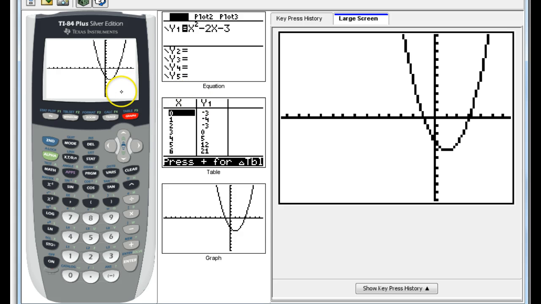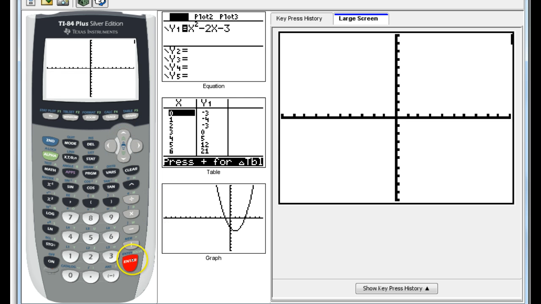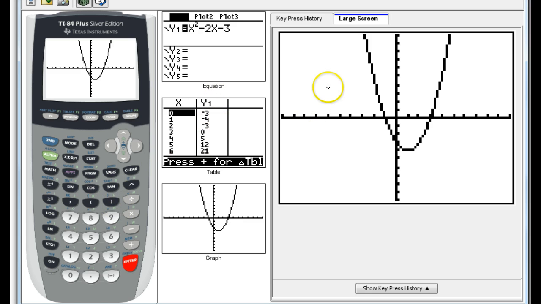vertex first. Alright, by the way, if your calculator ever gets crooked like this, you can fix it if you just hit the zoom button and go to zoom standard number 6. That kind of resets the graph so it's in the center. See, just kind of reset it back in the middle. Okay? Alright, so now let's find our vertex.